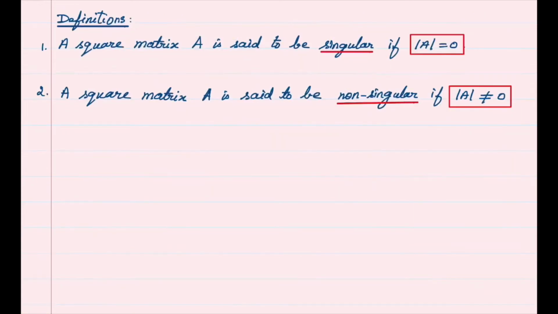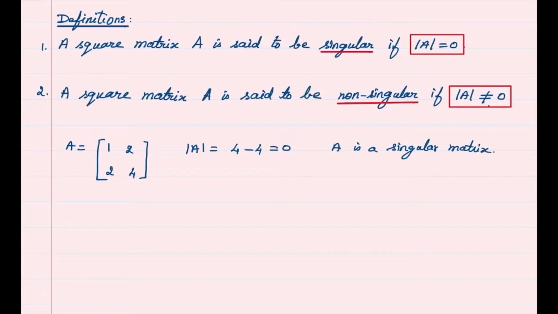Let us learn the definitions of singular and non-singular matrices. A square matrix A is said to be singular if determinant value of A is 0, and it is known as non-singular if determinant of A is not equal to 0. For example, let us take a 2 by 2 matrix, and the determinant value of this matrix is 4 minus 4, 0. Therefore, A is a singular matrix. For a singular matrix, we cannot find the inverse.